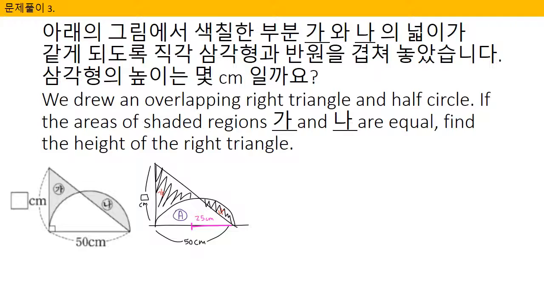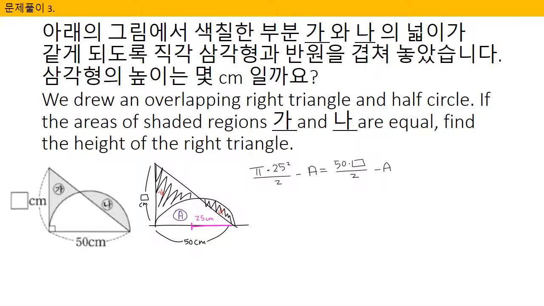So I redrew this diagram and labeled the empty space as A, and I also highlighted the radius in pink so it's easier to see. The radius of the half circle is 25 centimeters. So our first step is to set the areas of 가 and 나 equal to each other.